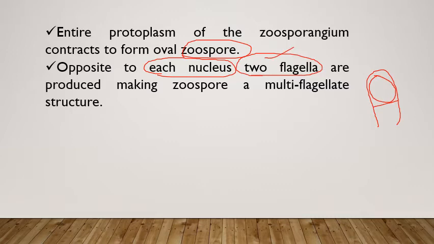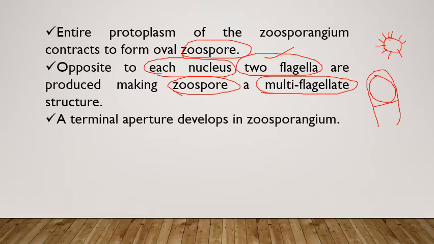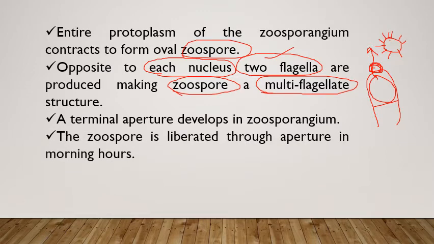It gives rise to two flagella, making the zoospore multiflagellate. So this zoospore is a multiflagellate structure. Many flagella are present in it. So this is the complex type of zoospore. Then finally in this zoosporangium, an aperture or pore develops at the terminal position, through which the zoospore comes out, and the zoospore is liberated through this aperture, especially in the morning hours.